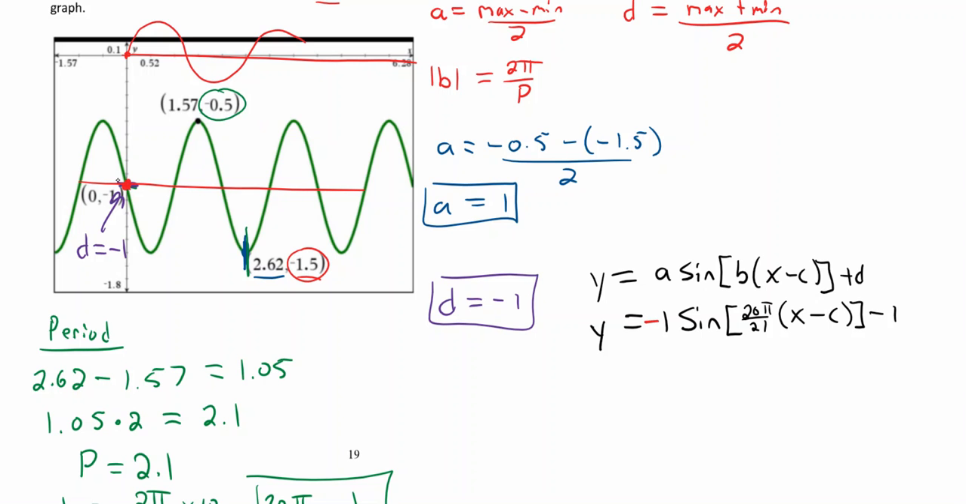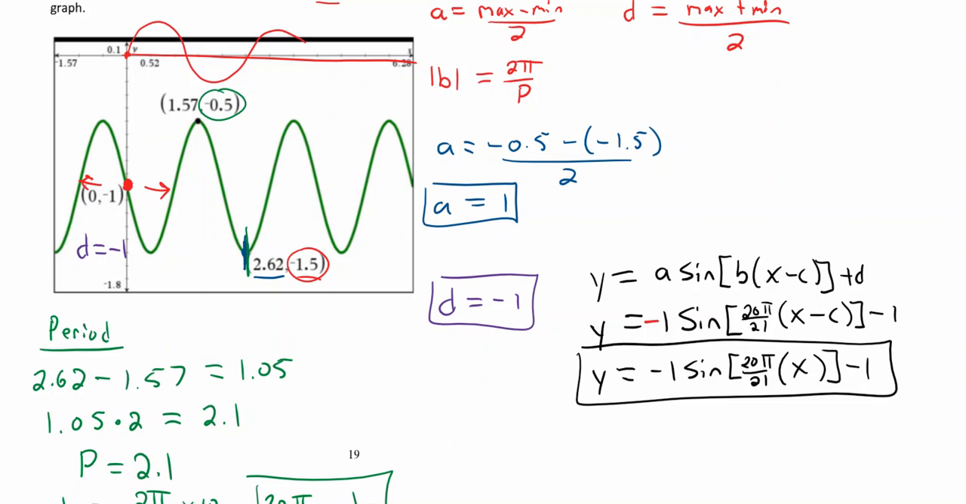And then what would our C value be? We're asking ourselves, how did we have to translate this thing to the right or the left to get it to where a sine function would start? Well, actually, we don't have to do anything, because it's already starting from 0. So in this case, our function would just be y is equal to -sine(20 pi over 21 x) - 1. So x minus 0, or just x, and then -1. There is our function.